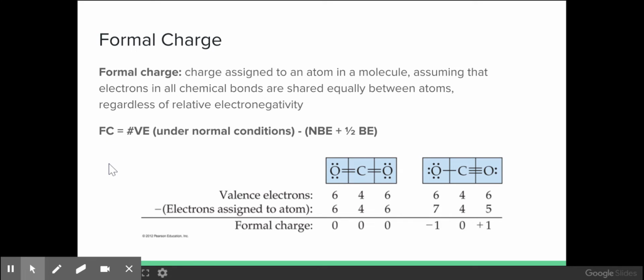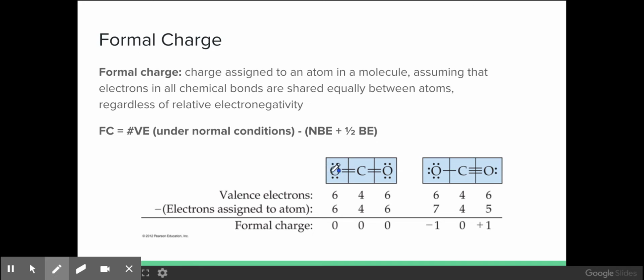The formal definition of formal charge is the number of valence electrons that that element would normally have under normal conditions if it wasn't bonded, minus the quantity of the total non-bonding electrons that are around it, plus 1/2 of the bonding electrons that it's sharing with something else. An easier way to express this is in this Lewis structure for CO2.